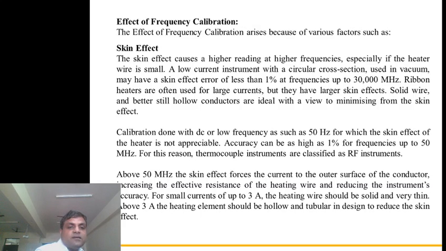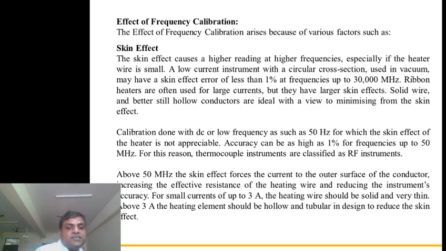Solid wire and, better still, hollow conductor are ideal with a view to minimizing skin effect. It means to minimize the skin effect, we require solid wire or, better still, a hollow conductor type of heater. Calibration is done with DC or low frequency such as 50 Hz, for which the skin effect of the heater is not appreciable. Accuracy can be as high as 1% for frequency up to 50 MHz.